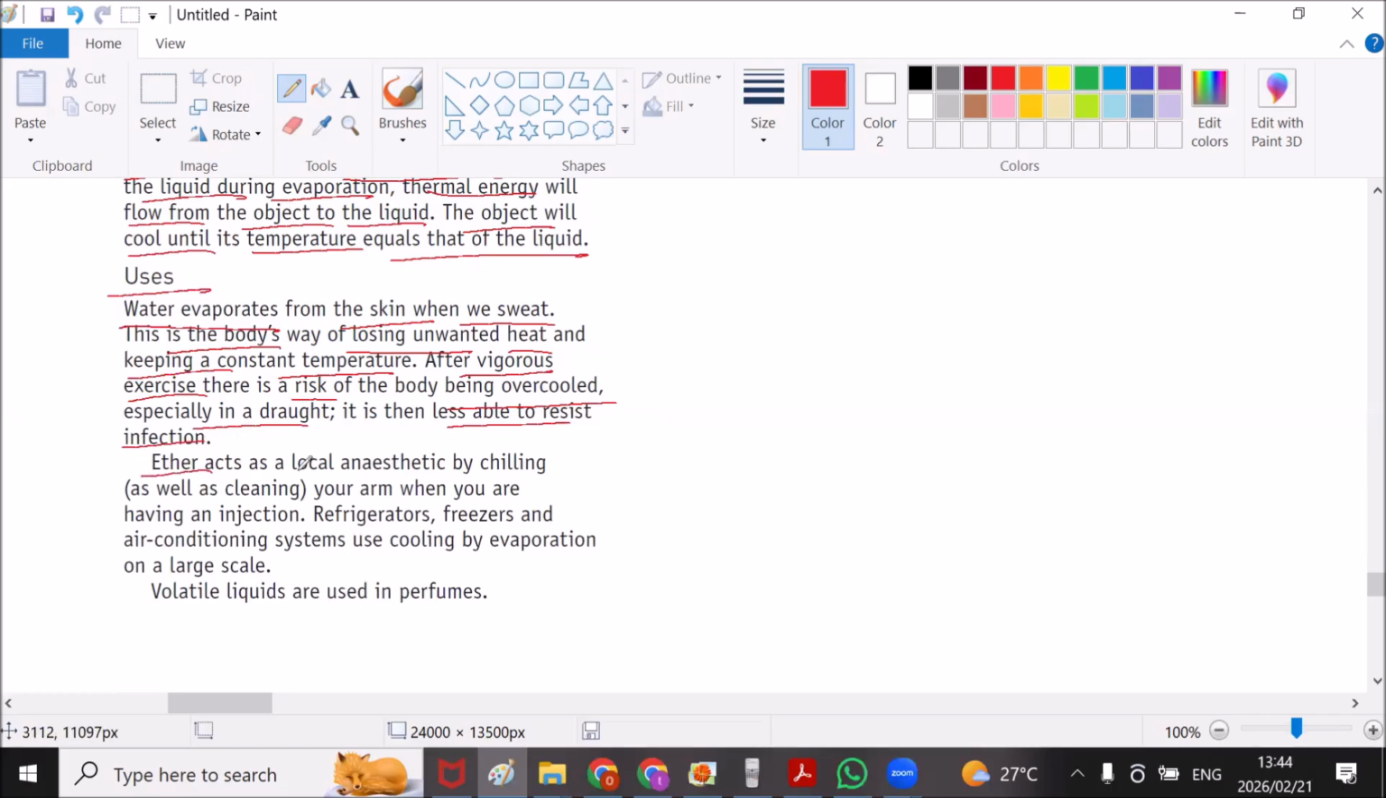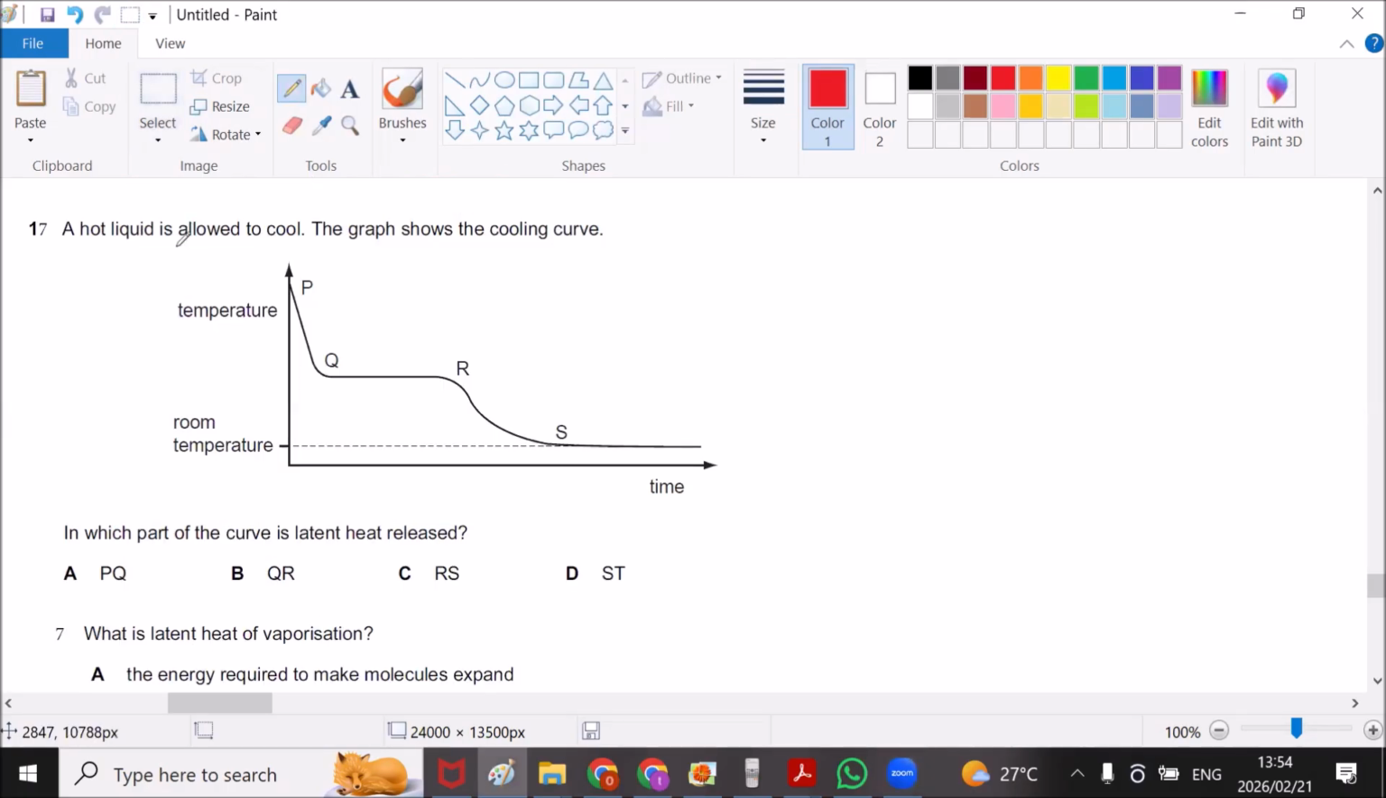Ether acts as a local anesthetic by chilling as well as cleaning your arm when you are having an injection. Refrigerators, freezers, and air conditioning systems use cooling by evaporation on a large scale. Volatile liquids are used in perfumes. Now let's look at typical examination questions.